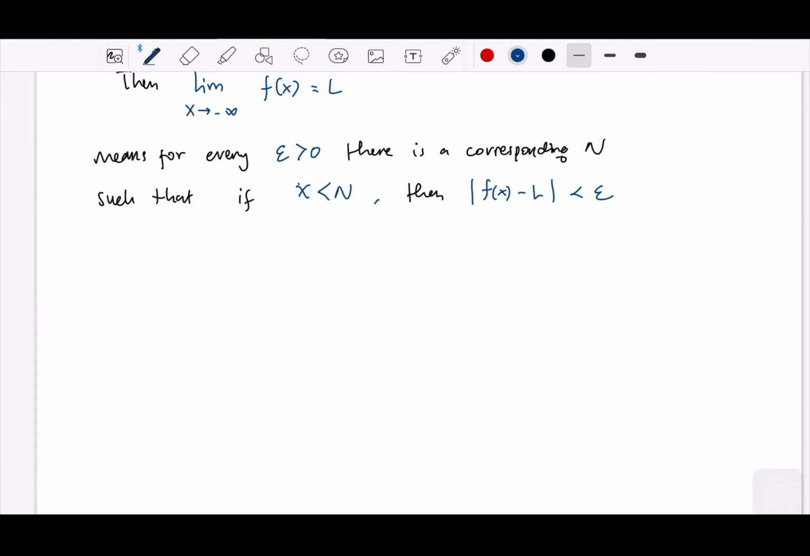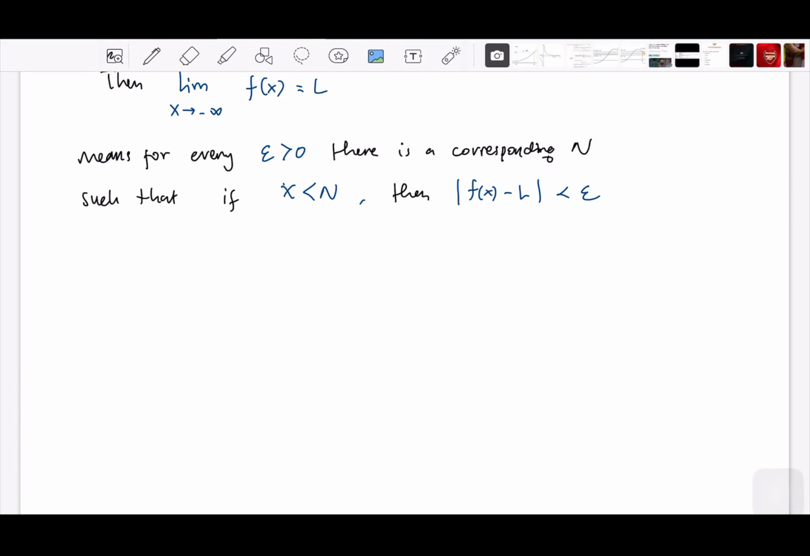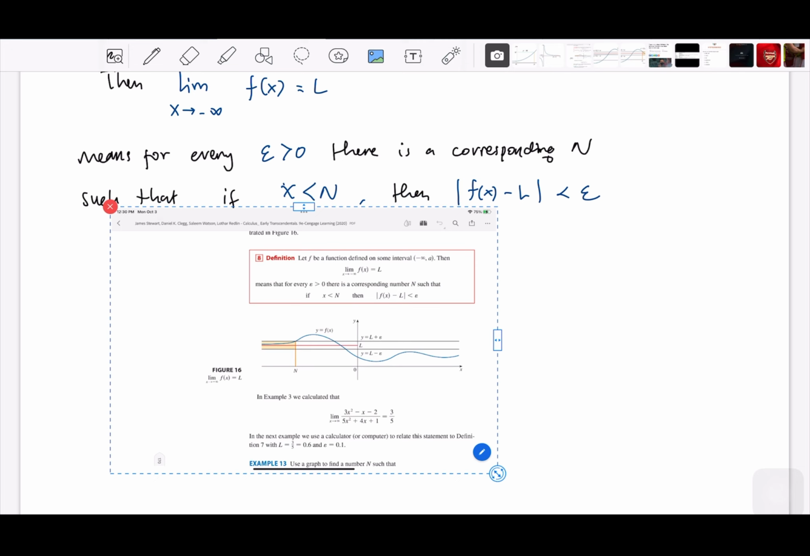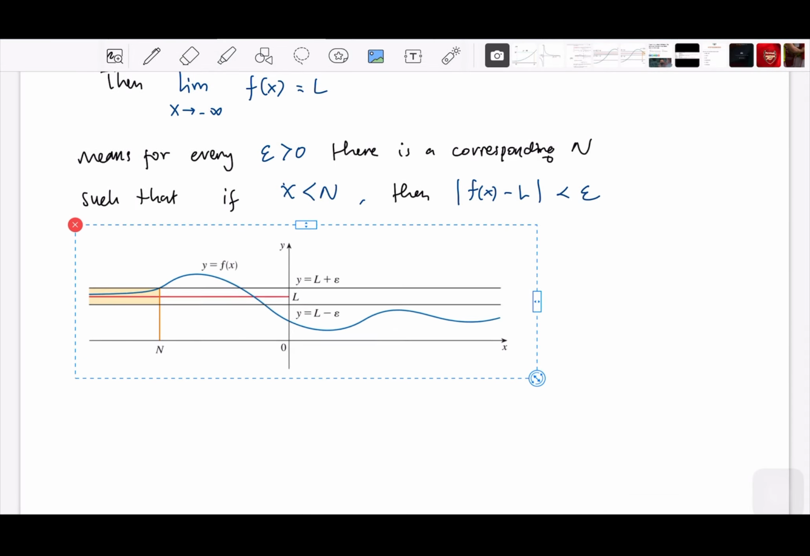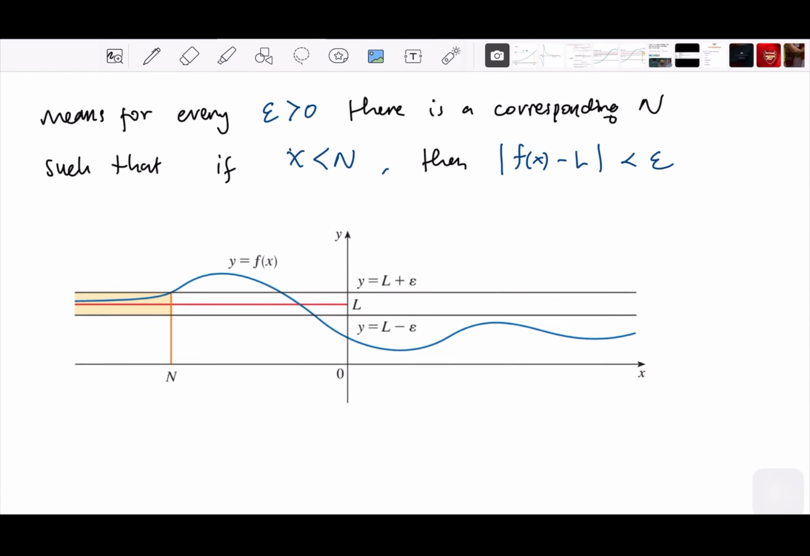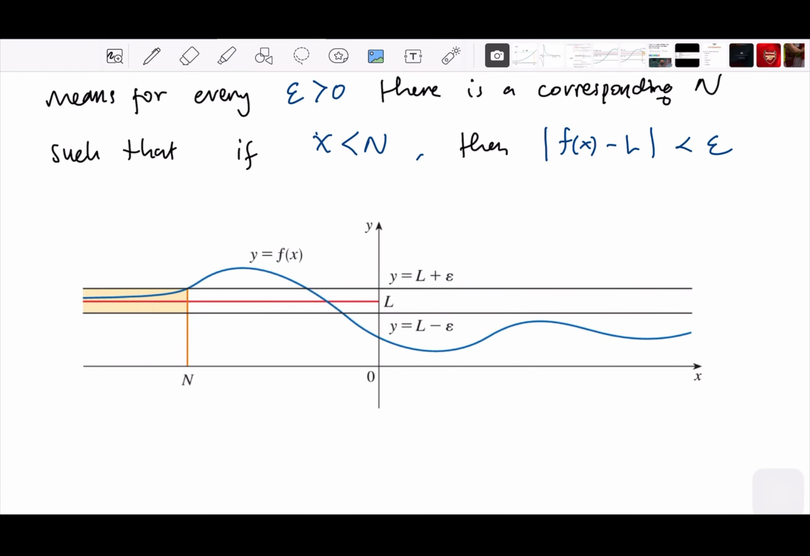Now if we take the graph, let me take the graph. Similarly it's the same as the previous one, but now we are going to the left. So we are going to have x less than N. We can start from here if you want to make it clearer. This is L, and then we have the epsilon, and then we can move to the left, and start going to here, and this is what we have.